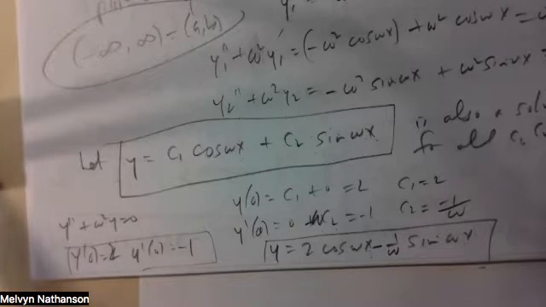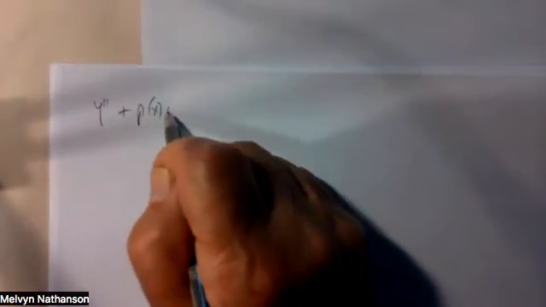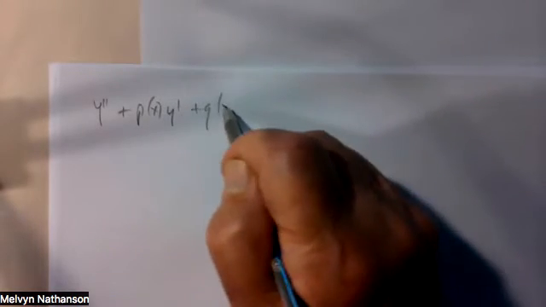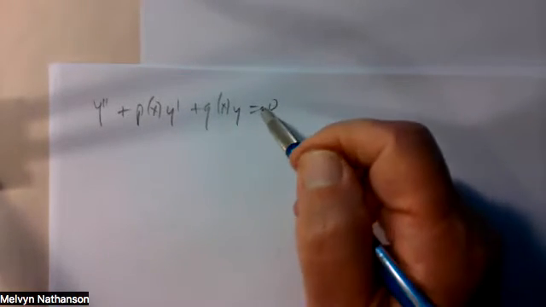Okay, now, when we're trying to solve these second order equations, there is the notion of a fundamental system of solutions. So suppose we have our homogeneous linear equation, y double prime plus p of x y prime plus q of x y equals 0.